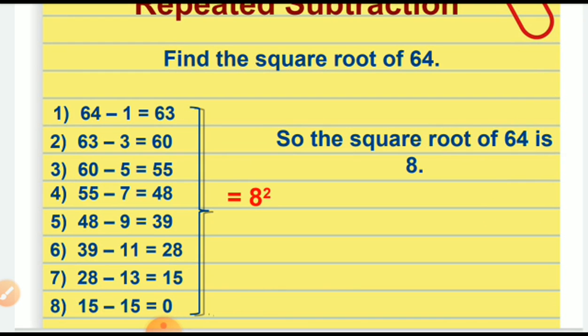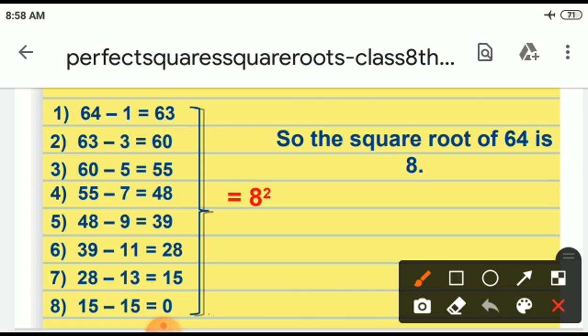8 square. How to find out? Yes, as we did first, sum of odd numbers we will get as squares. Here 64 minus 1, 63, 63 minus 3, 60, 60 minus 5, 55, 55 minus 7. Yes, correct, student. This answer is coming over here always, isn't it? And here these numbers are, yes, odd numbers starting from 1.